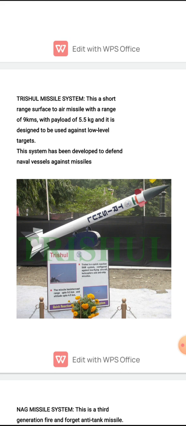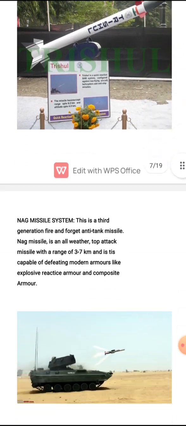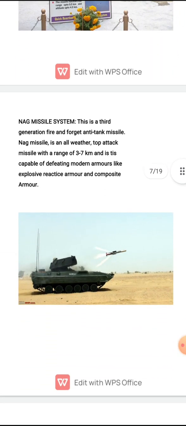So this missile is used. As you can see, this missile is also very short and small, so you can generally predict it would have less range and it can carry less payload. This system has been developed to defend the naval vessel against missile. So generally this Trishul defense system is used by the Indian Navy to protect our ships, not by the Indian Army. Okay, now fourth is the Nag anti-tank missile system.